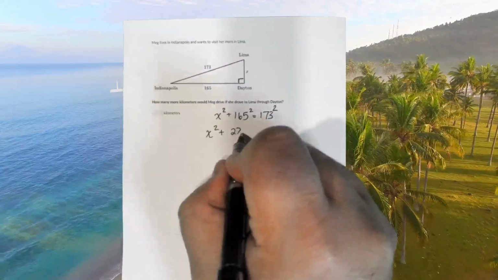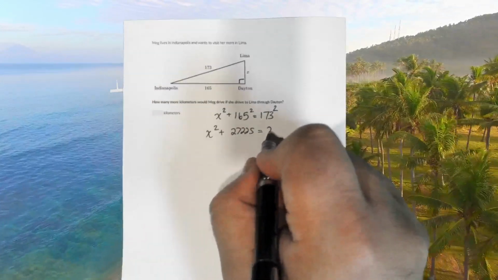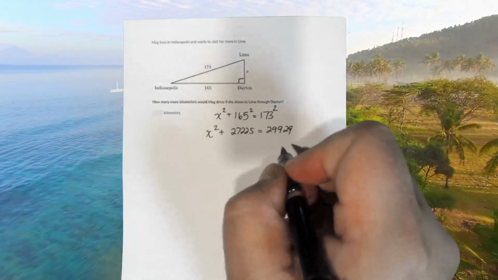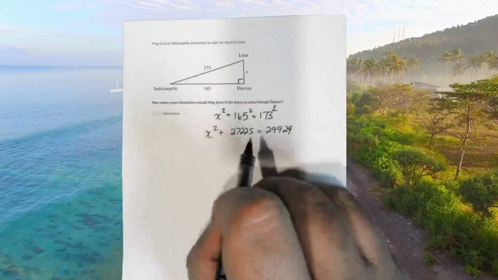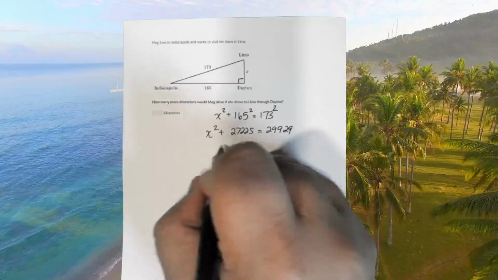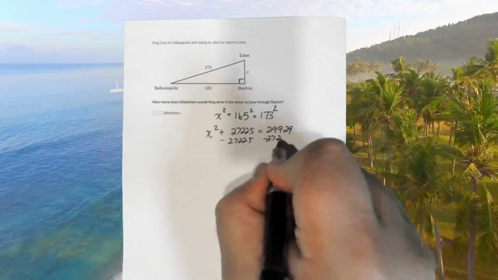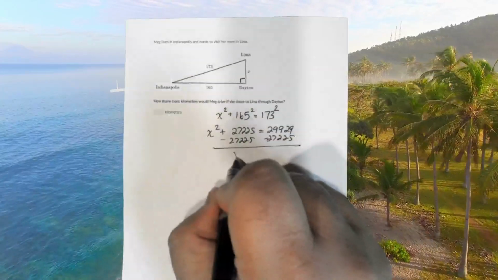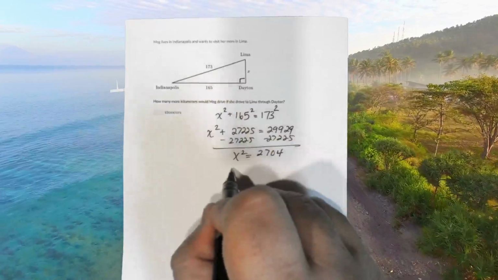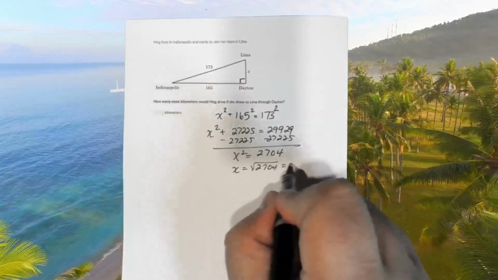165 squared is 27,225. And 173 squared is 29,929. Those are just some things I've been working on during this quarantine period, just memorizing all these perfect squares. Or I wrote them down off screen, either way you want to look at it. Subtract 27,225 from both sides. Gives me x squared is equal to 2,704. We now take the square root of that, and that's 52.